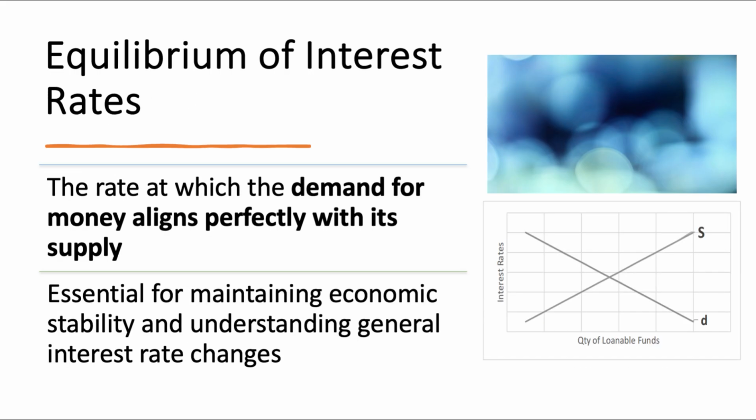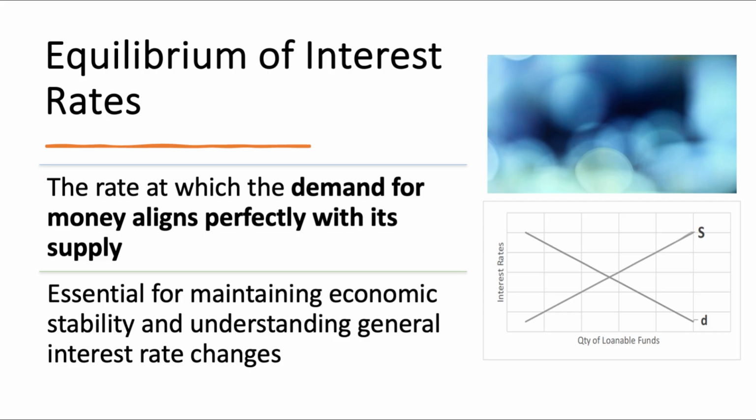The equilibrium interest rate is the point where the demand for loanable funds matches exactly with the supply of loanable funds. In other words, it's the rate at which borrowers who need money and savers who are willing to lend are in perfect balance. This equilibrium is very important because it reflects the natural outcome of market forces. If the interest rate is too high, fewer people will borrow, but more will save, creating excess supply. If it's too low, borrowing increases while savings decrease, creating excess demand. The equilibrium rate keeps both sides aligned.